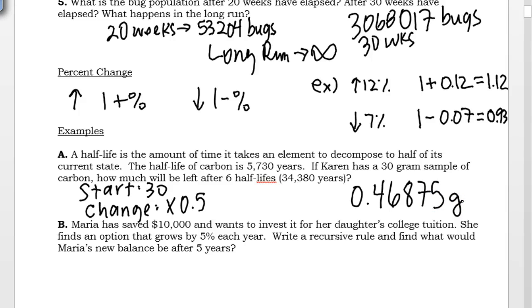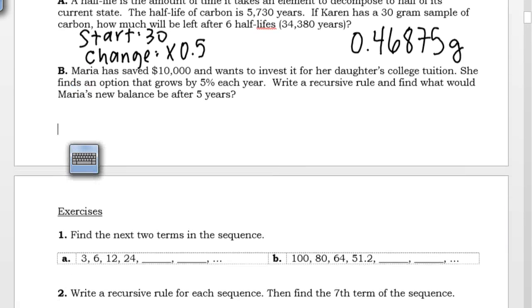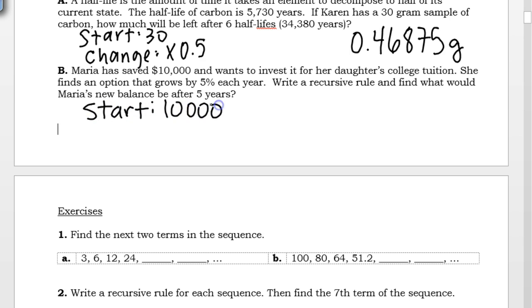Example B, Maria has saved $10,000 and wants to invest it for her daughter's college tuition. She finds an option that grows by 5% each year. Write a recursive rule and find what Maria's balance would be after 5 years. So Maria starts with $10,000.